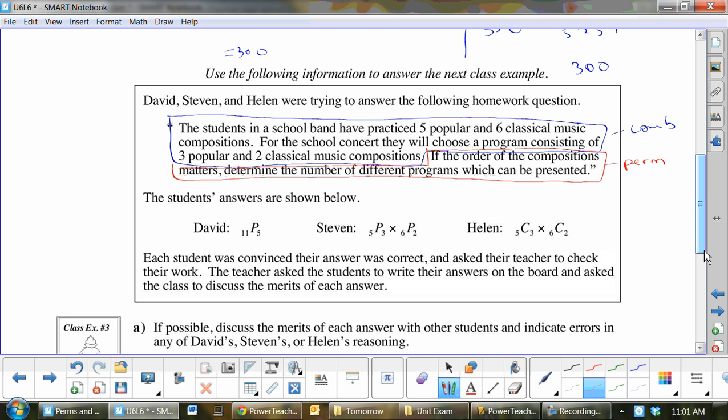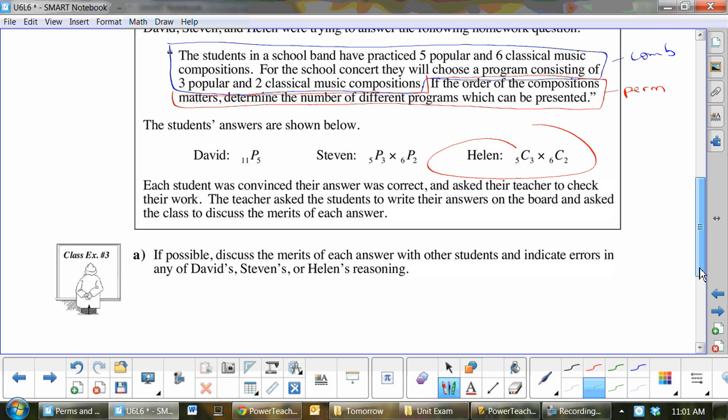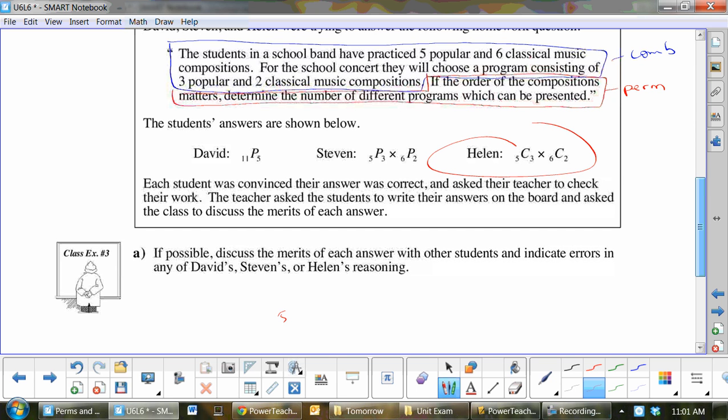So who's off to the best start? Helen. So 5C3 times 6C2. Now that I have them, what am I going to do with them? What's the rest of this question? I should have done this in blue, since comb is blue, right? Okay. So I've done the comb part of it.